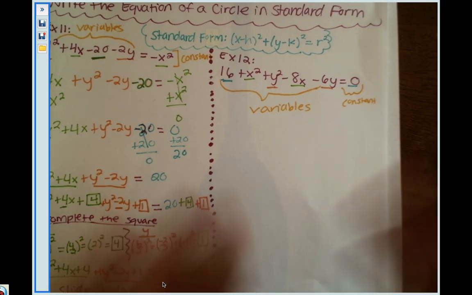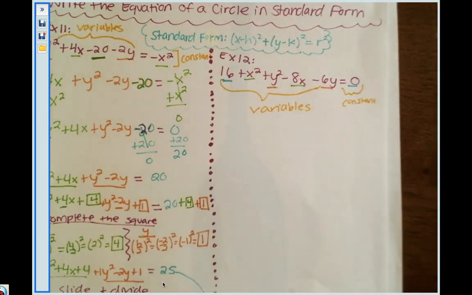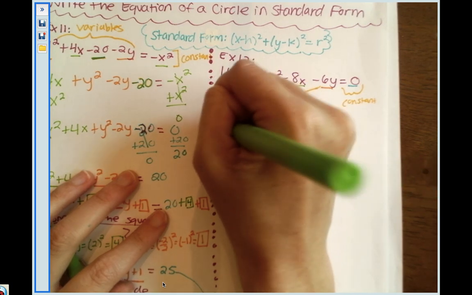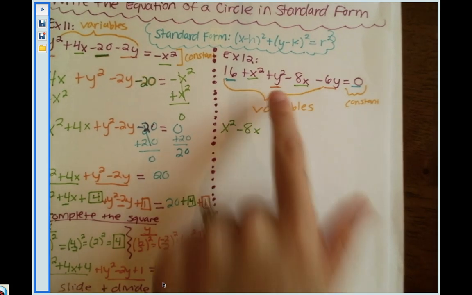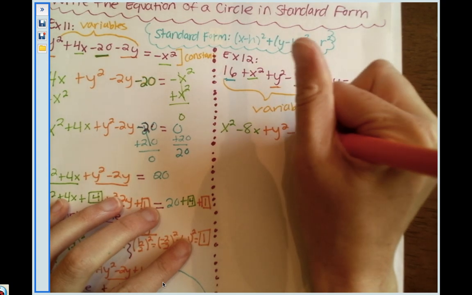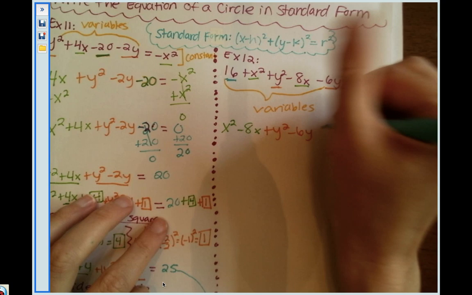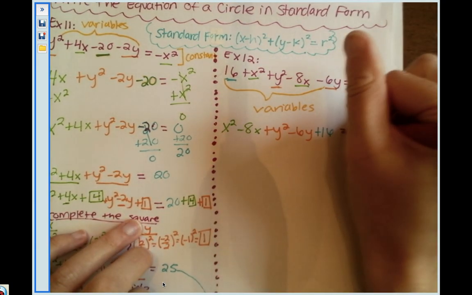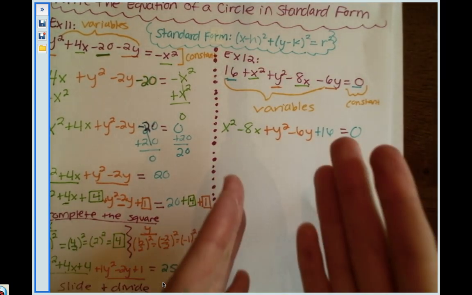So I'm going to rearrange this so my x's are together, my y's are together, and then I'm going to move the constant to the other side. So I have x squared and negative 8x, so x squared minus 8x, and then plus y squared minus 6y, and then plus 16 equals 0. All right, so I'm actually pretty close.